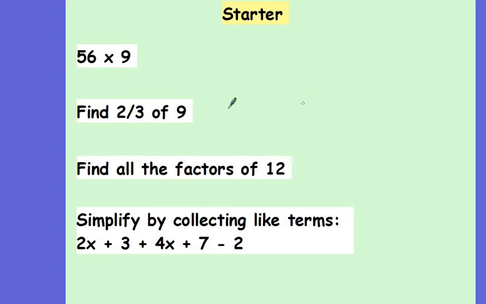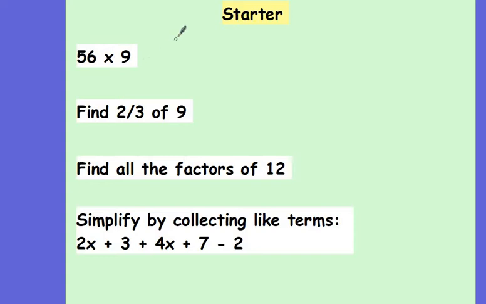Here's the starter for today. Can you find 56 times 9? Can you then find 2/3 of 9? Can you find all the factors of 12 and then can you simplify this expression by collecting like terms? Pause the video and have a go at those questions in your light blue books now.